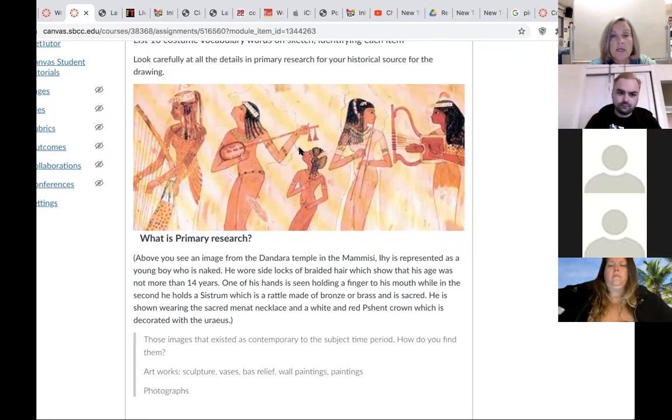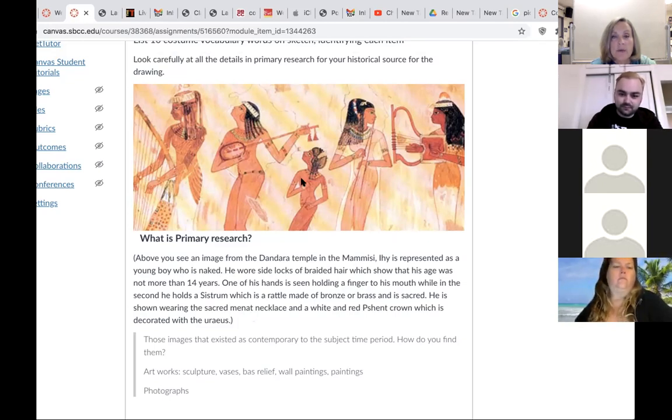Above, I've given you a description, you see an image from the Dendera temple in Mammisi. Ihy, here in the middle, is represented as a young boy who is naked, although he's well adorned. You can see, looking carefully at all of his headwear, his side braid, his arm bracelets, his jewelry. One of his hands is seen holding a finger to his mouth, while in the second he holds a sistrum, which is a rattle made of bronze. So here he's holding the rattle. He's shown wearing the sacred menat necklace and a white and red pschent crown.